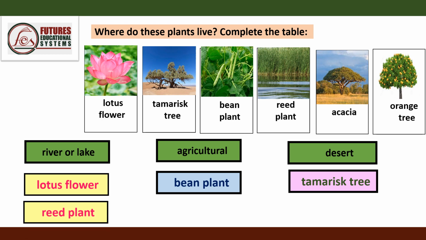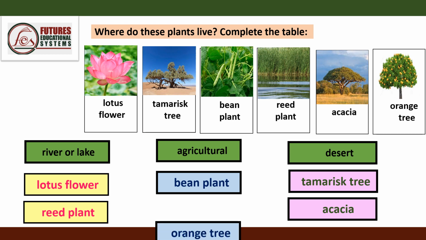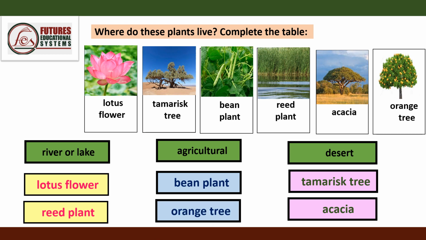Reed plant. Again, as you can see from the water, it grows very near or in a river or a lake. Acacia plant. Yes, it grows in the desert and it doesn't need a lot of water. Finally, we have the orange tree, and it grows in an agricultural habitat.